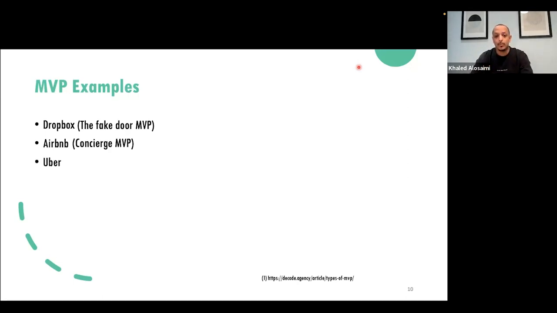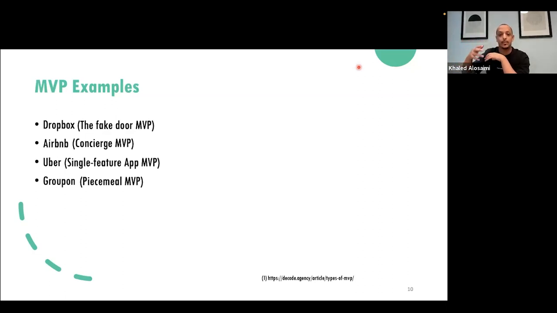Uber, we're all familiar with Uber. They used the concept of single feature app MVP. The whole MVP at that early stage of Uber was all about one feature only, and it was booking a ride. Groupon, basically what they did is a piecemeal MVP focusing on third-party tools. They did not reinvent the wheel. They just used multiple third-party tools to act as the whole backend and then tested the idea from there.